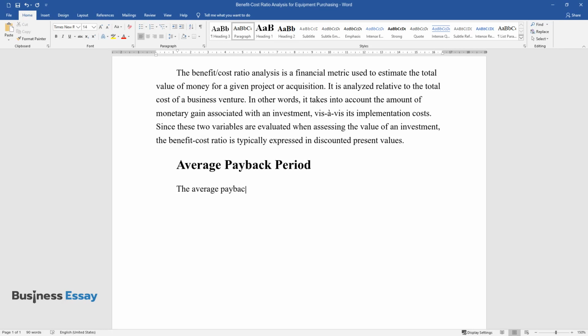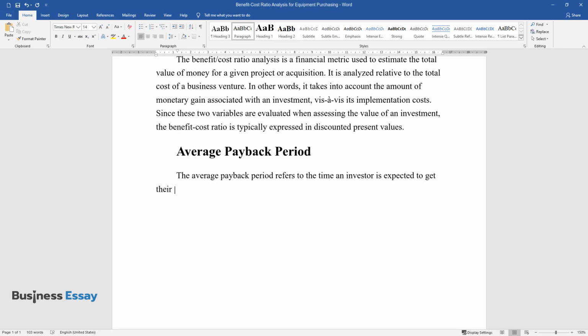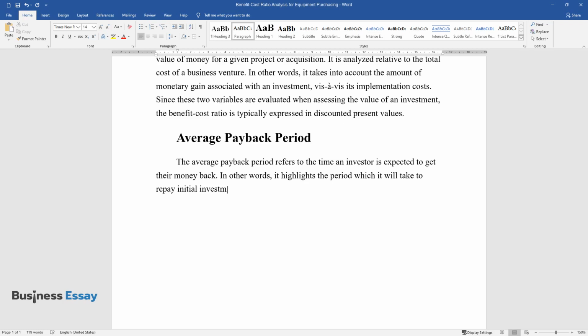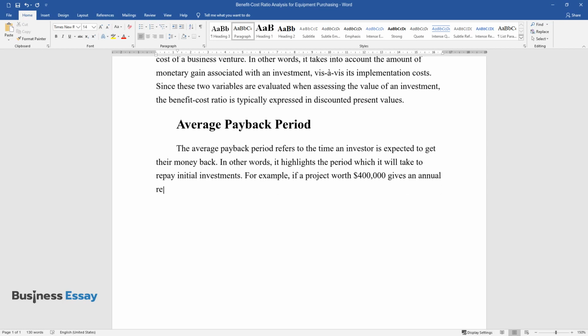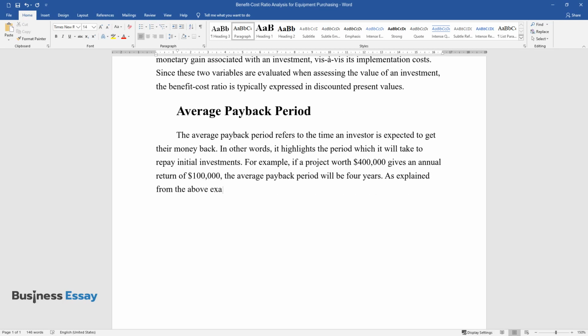Average payback period. The average payback period refers to the time an investor is expected to get their money back. In other words, it highlights the period which it will take to repay initial investments. For example, if a project worth $400,000 gives an annual return of $100,000, the average payback period will be 4 years. As explained from the above example, this financial index is typically expressed in years or in a fraction of years.